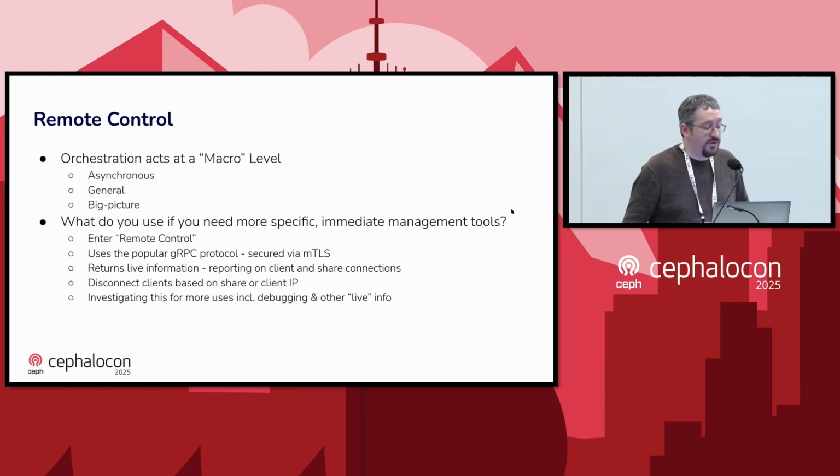This is why we developed a new sidecar called remote control. Remote control provides an endpoint on gRPC and a small set of APIs. The gRPC endpoint is secured with mutual TLS, and the APIs we provide include giving information about connected clients and shares. We can also disconnect a client, either by specifying a share or specifying an IP. So if you look at your connected clients and say, oh, there's Bob, he hasn't paid in 3 months, you can just disconnect him right then and there.